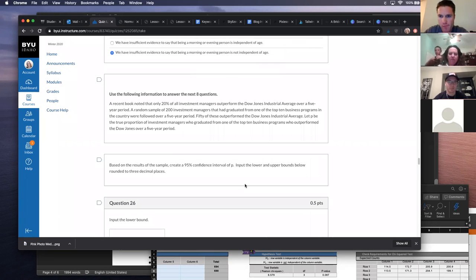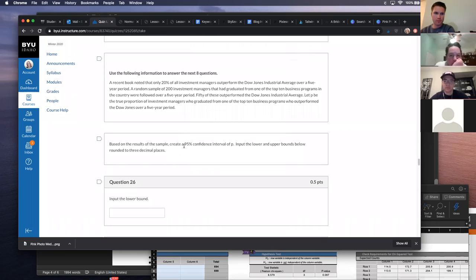A recent book noted that only 20% of all investment managers outperform the Dow Jones Industrial Average over a 5-year period. A random sample of 200 investment managers that had graduated from one of the top 10 business programs in the country were followed over a 5-year period. 50 of those outperformed the Dow Jones Industrial Average. Let P be the true proportion of investment managers who graduated from one of the top 10 business programs who outperformed the Dow Jones over a five-year period.